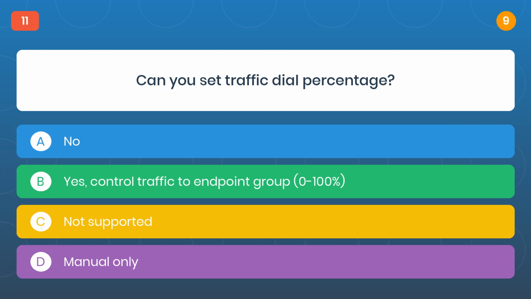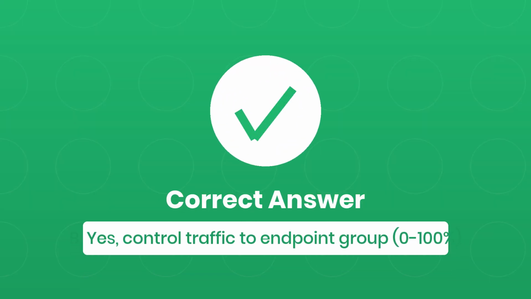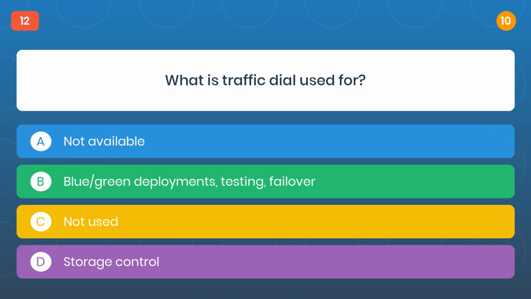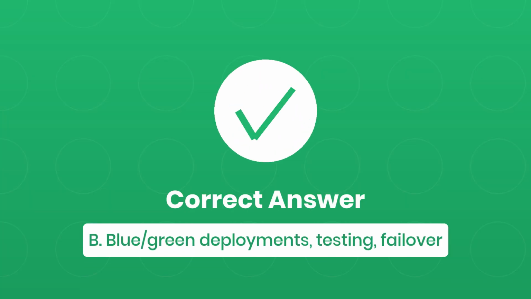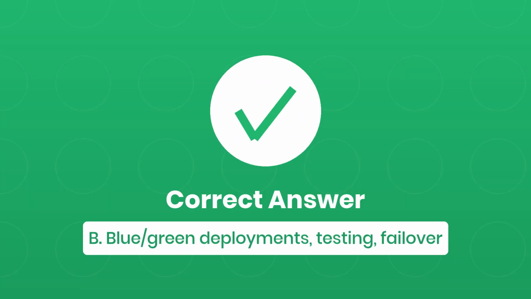Question 11. Can you set traffic dial percentage? The correct answer is B, yes, control traffic to endpoint group, 0 to 100%. Question 12. What is traffic dial used for? The correct answer is B, blue/green deployments, testing, failover.